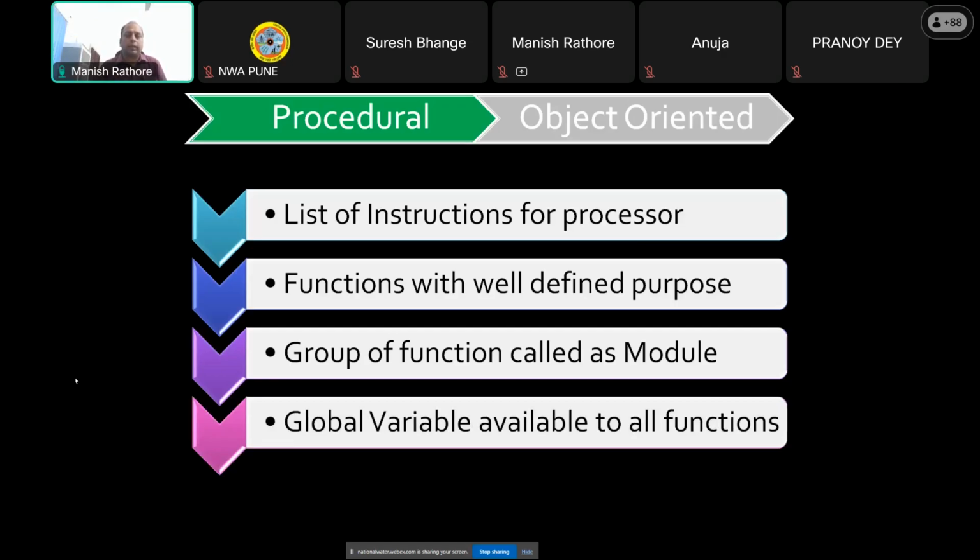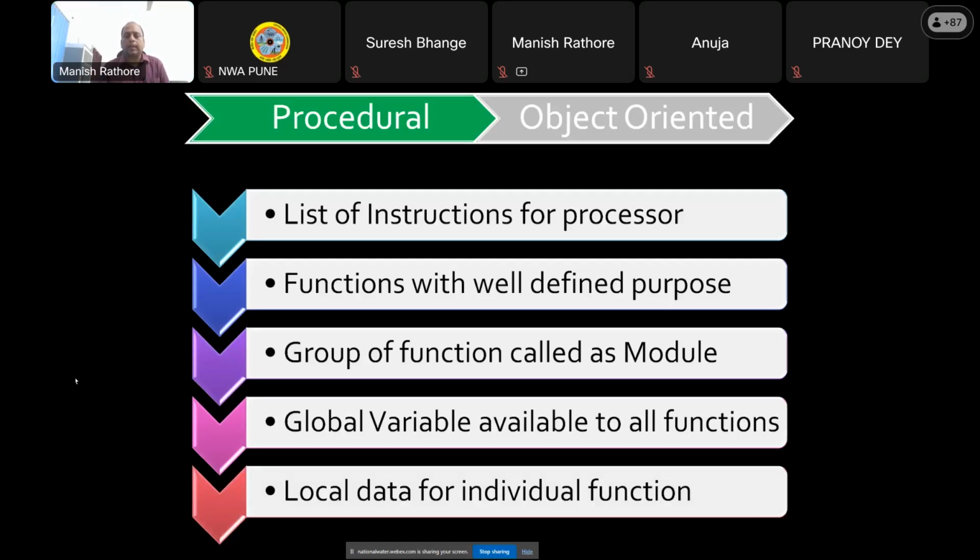There are some variables which are available only to a specific part of the program, and there are some variables which are available to the whole program, the entire program. If a variable is available to a specific part of the program, then it is called a local variable. If it is available to the entire program, then it is called a global variable.